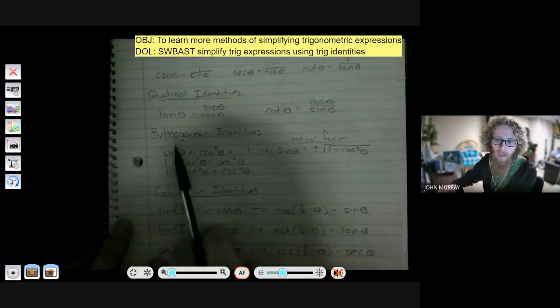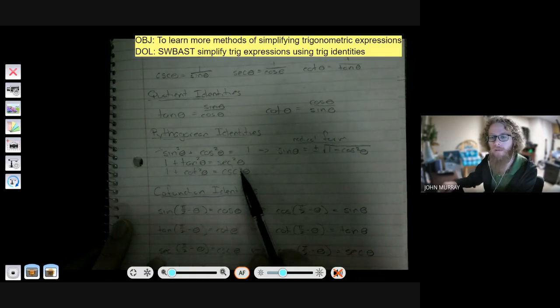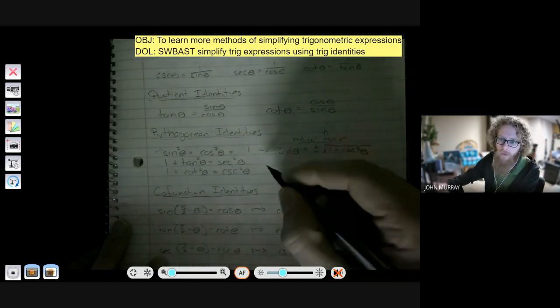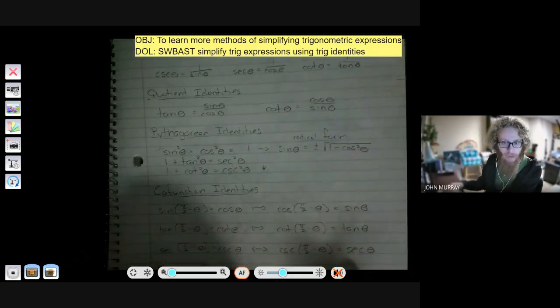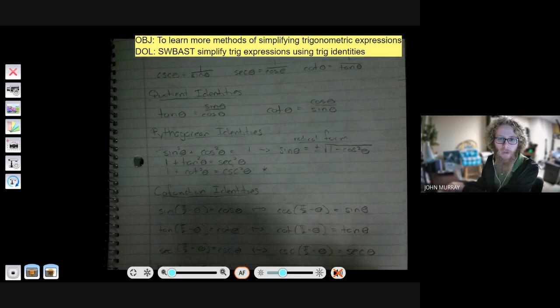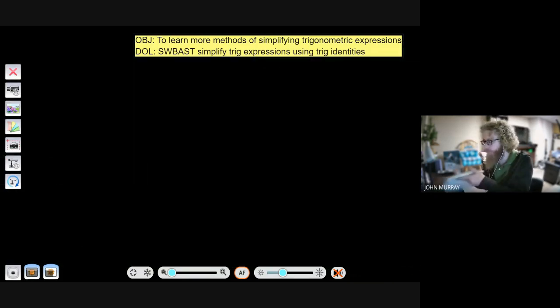But if I look at the Pythagorean identities, I have that 1 plus cotangent squared equals cosecant squared. Okay, so I put that off to the side. I remember that equation: 1 plus cotangent squared equals cosecant squared.